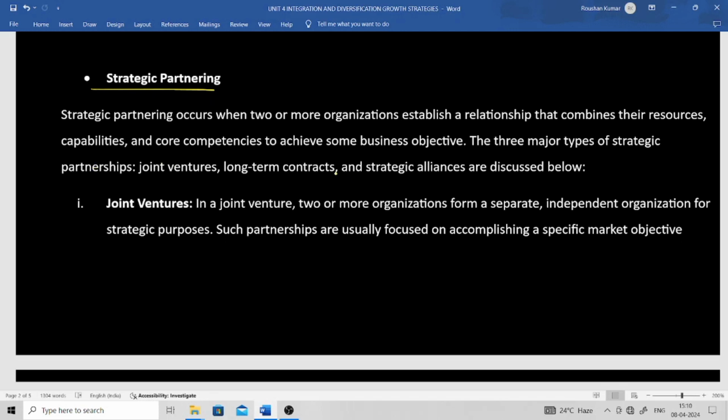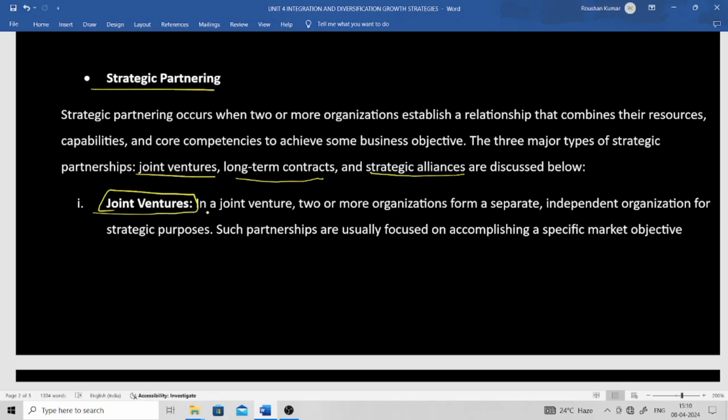Three major types of strategic partnerships are given here. The first one is joint venture, the second one is long-term contracts, and the third is strategic alliance. So now let's move on to these one by one. The first one is the joint venture.